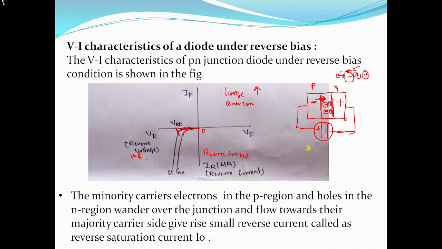See here, in the PN region, the minority charge carriers are electrons in P-type and holes in N-type. When I apply reverse bias, P-type is connected to negative and N-type to positive. So negative repels electrons and positive repels holes, and they move towards the junction, where acceptor ions and donor ions are present.